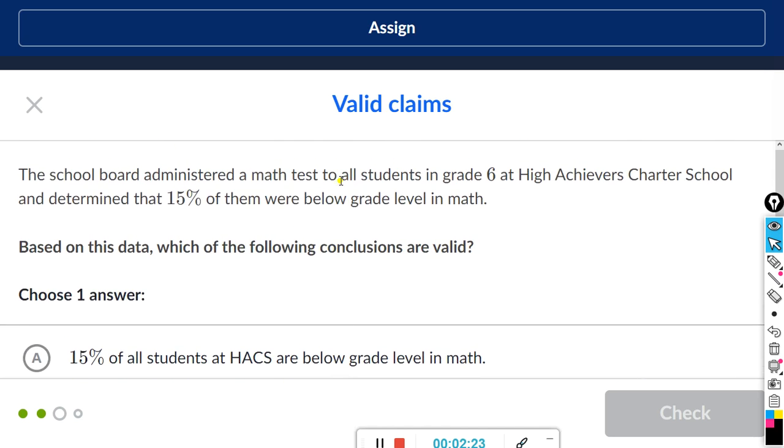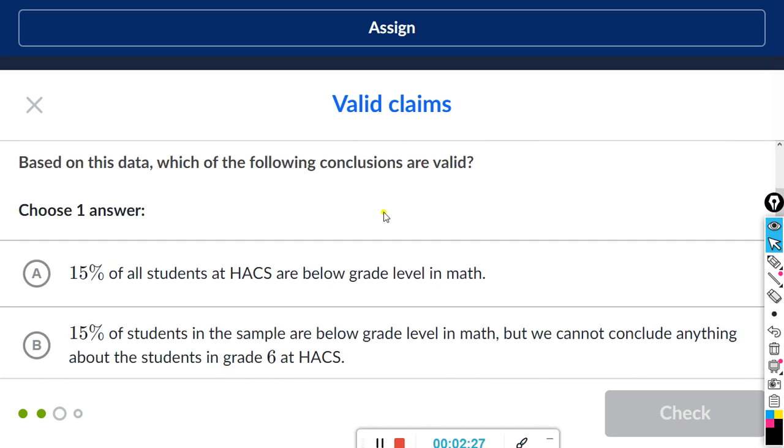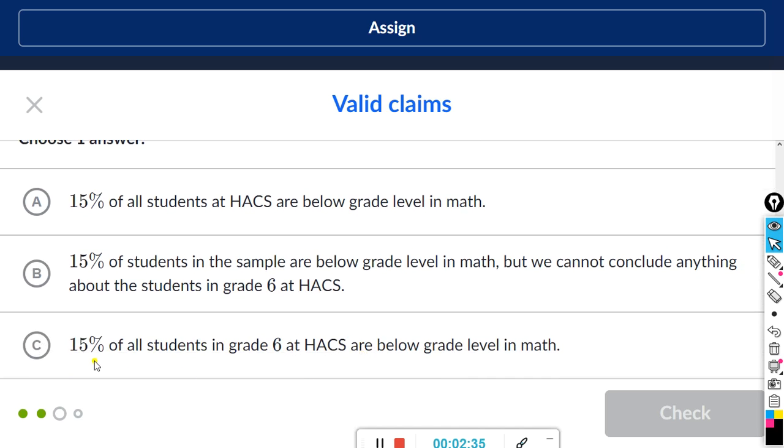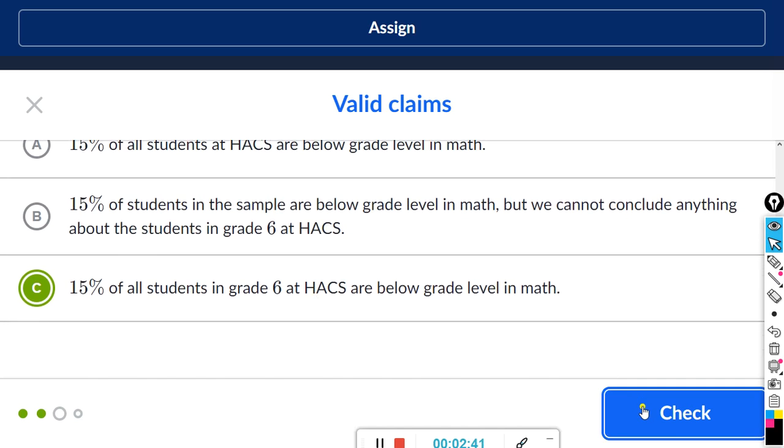Well, they administered the test to all students in grade 6. So you certainly can conclude something about the students in grade 6. It's not B. 15% of all students in grade 6 are below grade level in math. That's it.